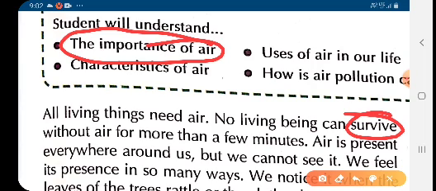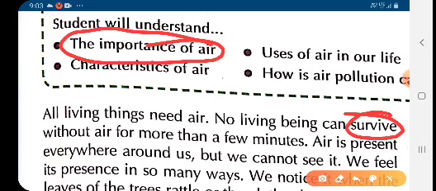Children, we can live without food and water for a few days, but without air we cannot survive even for a few minutes. Air is present everywhere. Children, all the empty space around us is occupied by air. Even when we are sitting in our room, all the empty space of our room is occupied by the air.